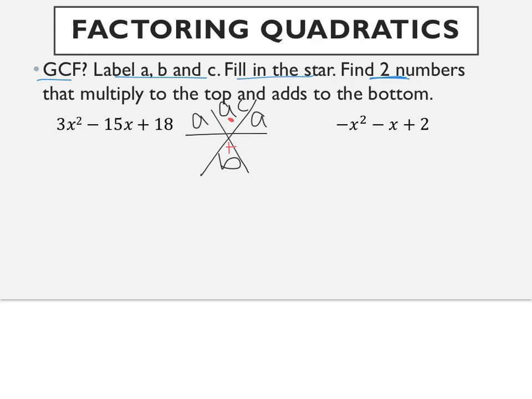So I just rewrote the star in here so you guys had that to reference right in front of you. So if I'm dealing with 3x squared minus 15x plus 18, here I do notice I have the greatest common factor. I know that 3 will go into all 3 of those numbers.